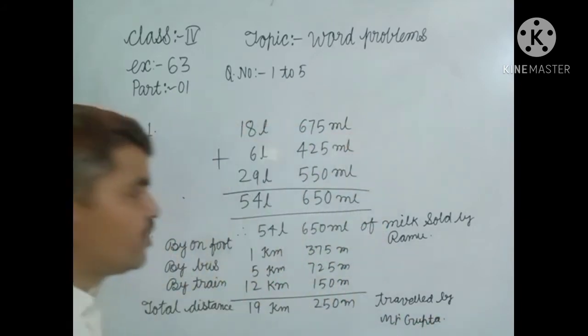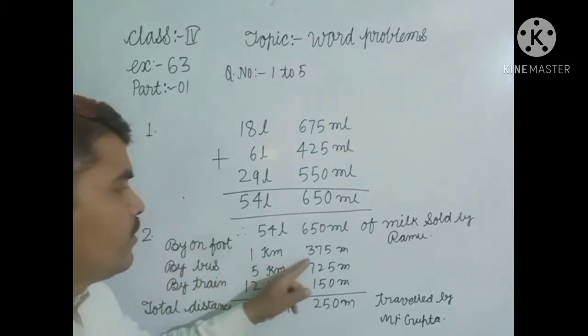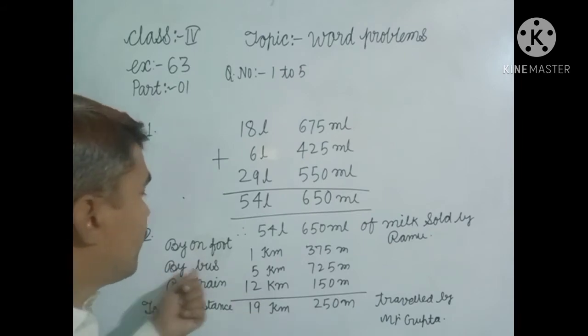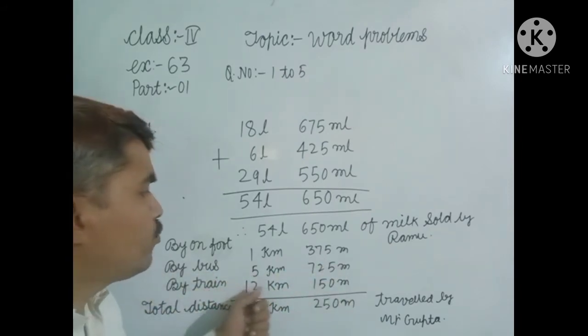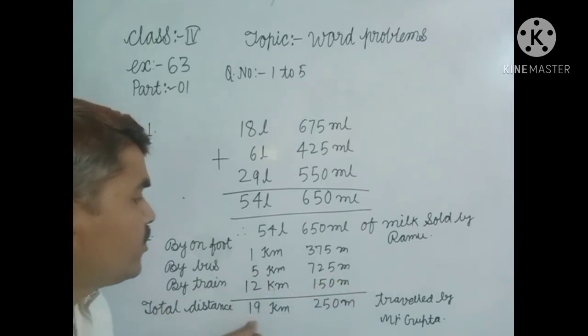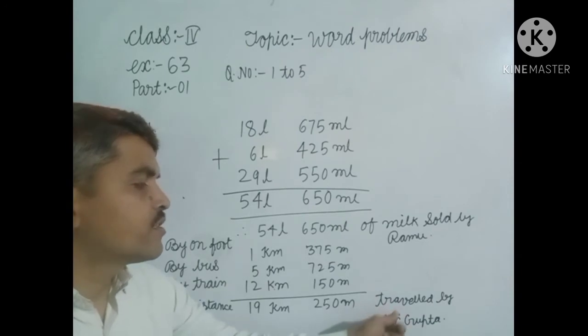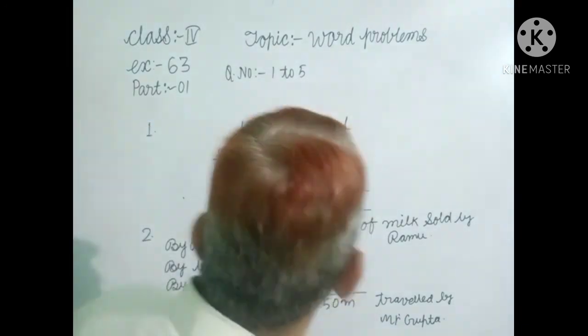That's okay. In this way you find out. Now again, on foot 1 kilometer 375 meters, by bus 5 kilometers 725 meters, by train 12 kilometers 150 meters, total distance 19 kilometers 250 meters traveled by Mr. Gupta. In this way you find out the answers of these questions.